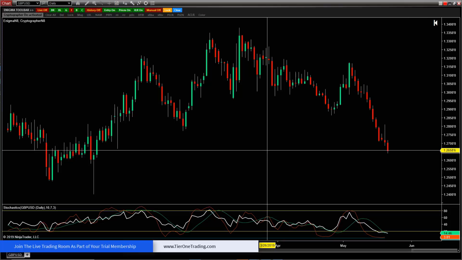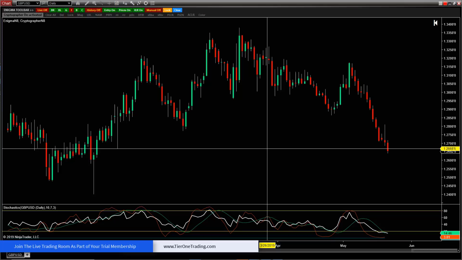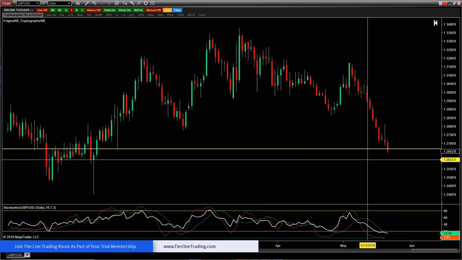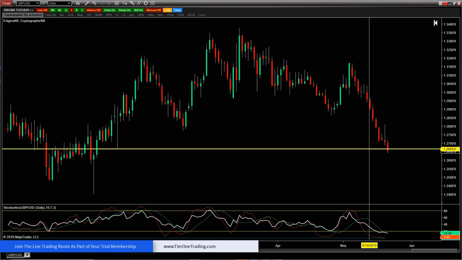So pound dollar here on the daily, here's what we're doing right now, right? This was the previous level of structure we were looking at, about 1.2665. We are currently trading below it. Now, again, bigger picture, daily close is what's going to matter most. But as a day trader, you know, we've got to take our shots when we see them.